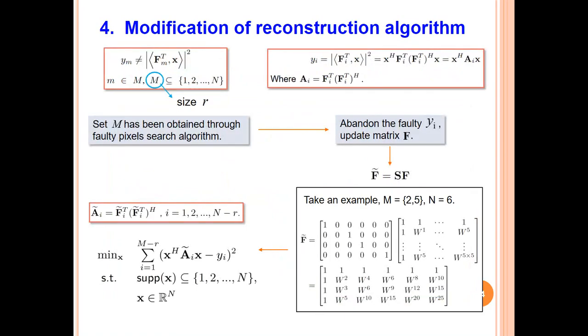As we have obtained the set M through the previous steps, here we assume the size of M is R, which means there are 40 pixels in the measurement data. Therefore, our next step is to abandon this 40 data and then construct a new optimization problem with the remaining correct data. This is pretty easy to realize. We just need to simply multiply the measurement matrix by a simple matrix by left. A simple example is given to show this process. Then, using this new measurement matrix, we can construct a new optimization problem without using faulty data.